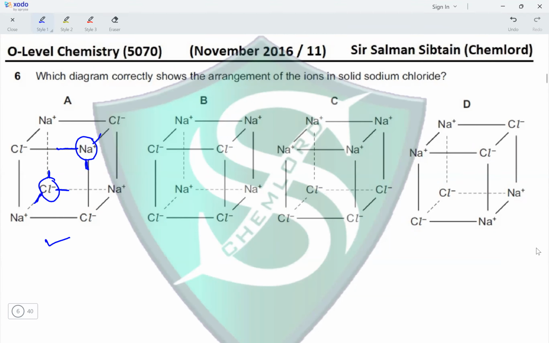Structure B is incorrect because we have got a sodium ion having a chloride on one side and a sodium ion on the other side. So it will attract the chloride ion but will repel the sodium ion. So this structure is incorrect.